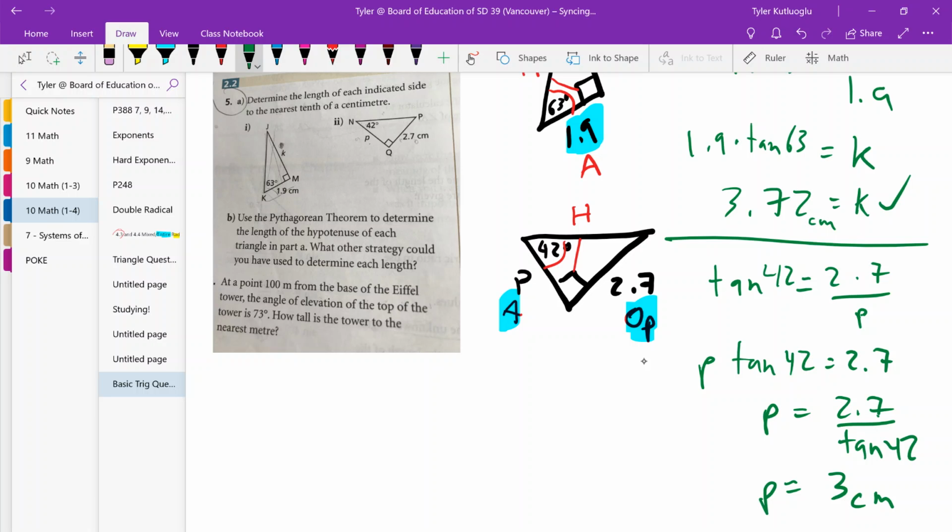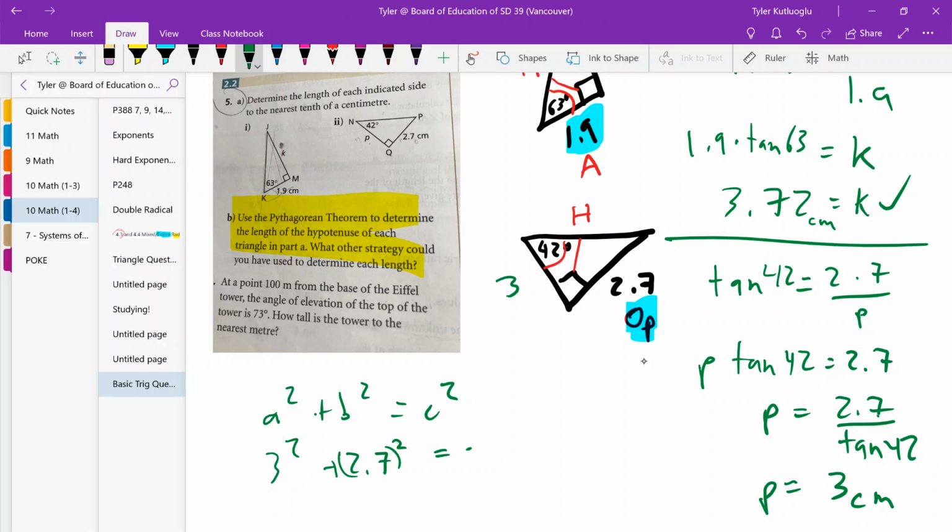So now that I found the side, for B, it said use Pythagorean to find the last length. So in this question, now we knew this side was 3. So to do the hypotenuse, I do a squared plus b squared equals c squared. 3 squared plus 2.7 squared equals c squared. And I could find the answer. It's pretty basic, we don't need to do it.